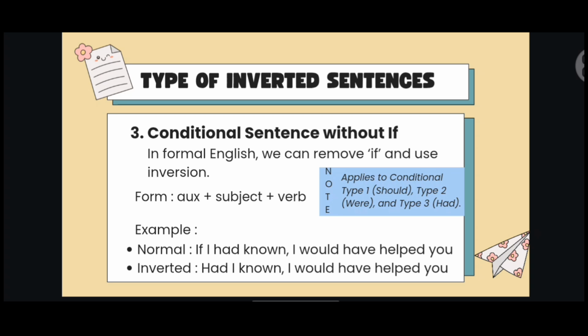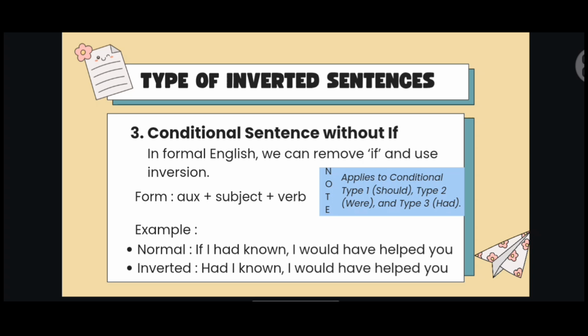The third type of inverted sentences is the conditional sentence without if. In formal English, we can remove if and use inversion. The conditional sentence without if applies to conditional type 1, where the auxiliary is should. Type 2, the auxiliary is were. And type 3, the auxiliary is had. The form is auxiliary plus subject plus verb.